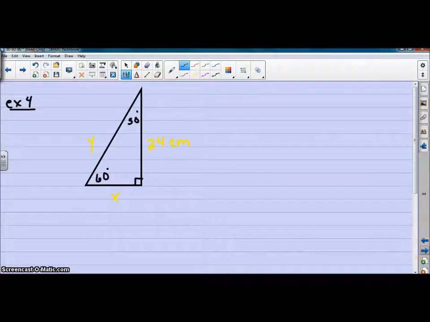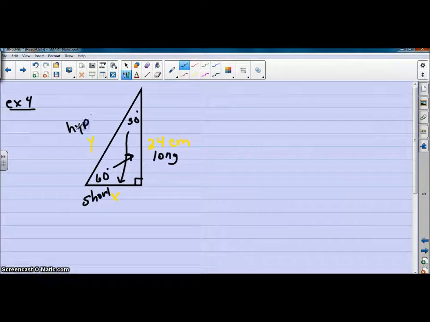Example 4. Okay, I'm going to go through and identify again my sides. So across from the 60 is a long leg. Across from the 30 is my short leg. And across from the right angle is my hypotenuse. And once again, I need to find my short and my long, or hypotenuse. I have the long this time. That means I'm going to have to go back to the short because everything is based on the short side.